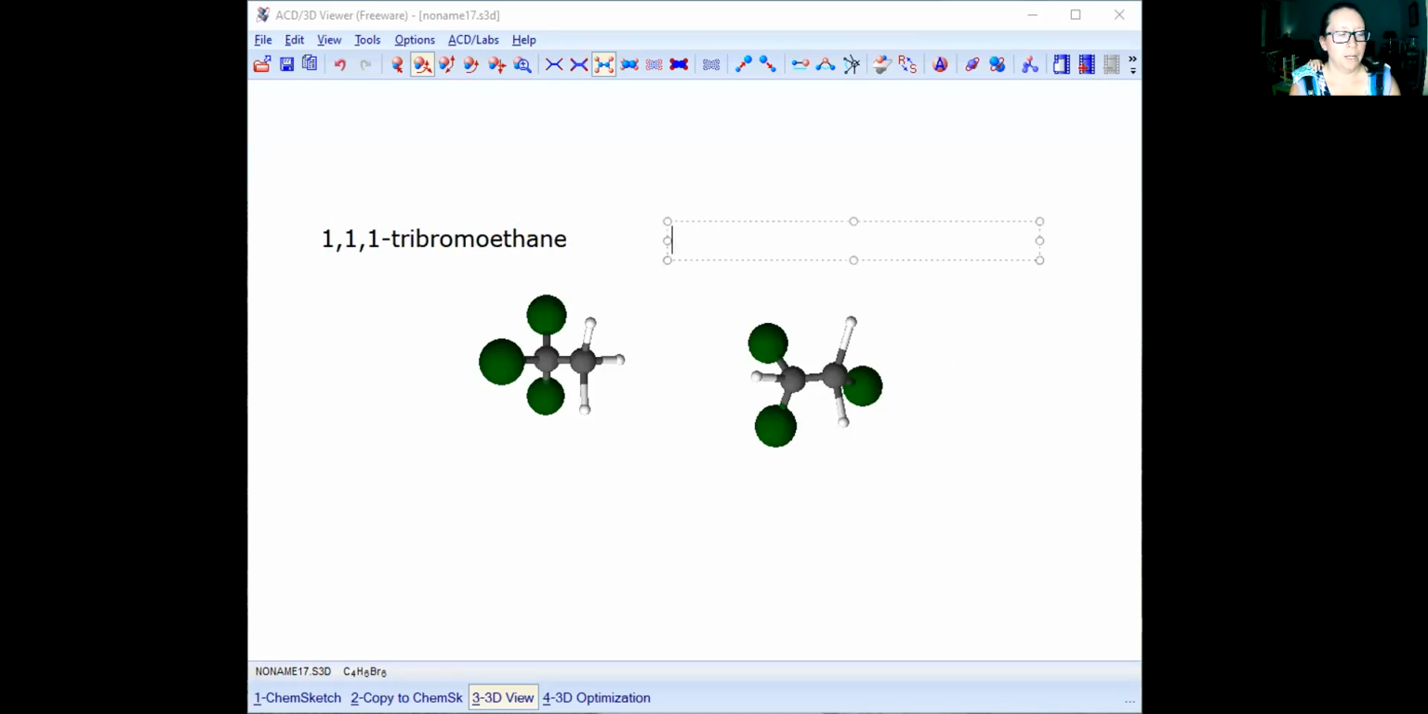And then the one on the right, we would call it 1,1,2-tribromo. So by this name, we are going to be able to understand that these are structural isomers because the way the atoms are connected is different.